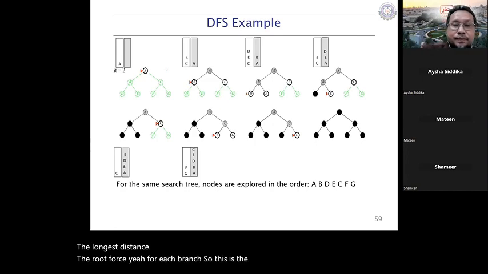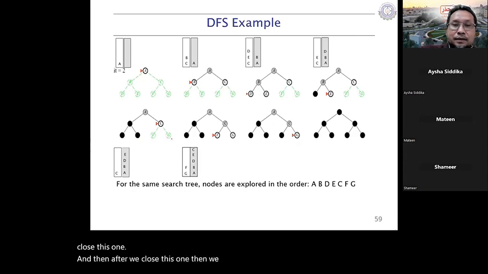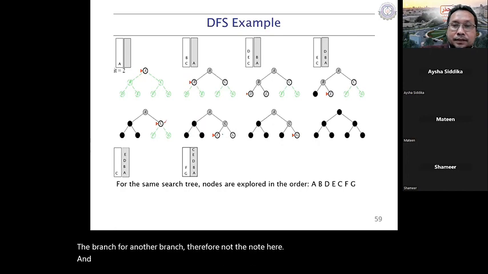So this is the illustration. For example, A. From A, we construct B and C. Then B, we finish this B with D and E, and then we close this one. After we close this one, we construct another branch for another node here, and we created this one at the deepest. So then, until all of this is finished.